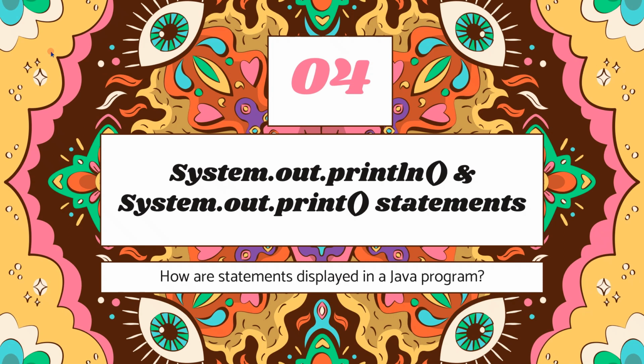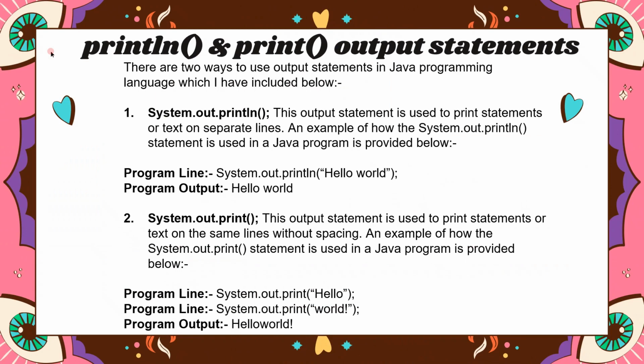that you would like them to enter or information about your program and whatever you need to include to display to the user. The question is, how are statements displayed in a Java program? When we talk about statements, we mean sentences, we mean information that you need the user to see. How would you display such information? If you need the user to enter something, how would you show that user the information? The println and print output statements. There are two ways to use output statements in Java programming language. So basically this means there are two ways of how you can display information to the user on their screen.